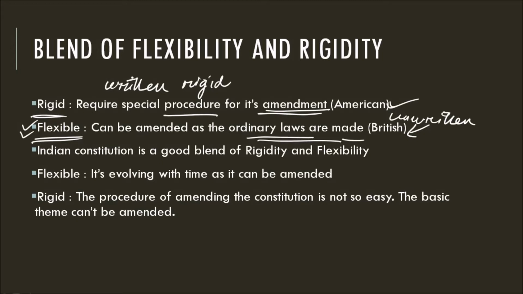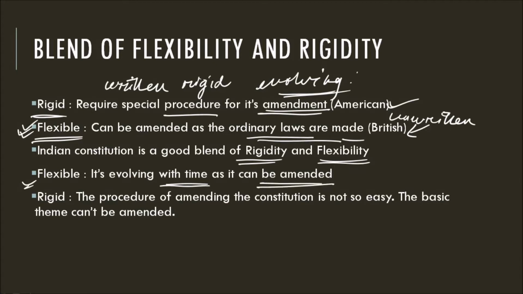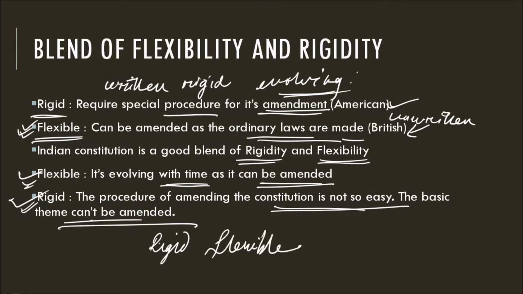One of the demerits of the rigid constitution is that it does not evolve with time. On the other hand, as flexible constitutions follow generally practiced customs, they are evolving with time. The Constitution of India is a good blend of rigidity and flexibility. It is flexible because it is evolving with time, as it can be amended, right? And it is also rigid, as the procedure of amending certain parts of the constitution is not that easy. And the basic theme of the constitution also cannot be amended. For these two reasons, the Constitution of India is both rigid and flexible, right?